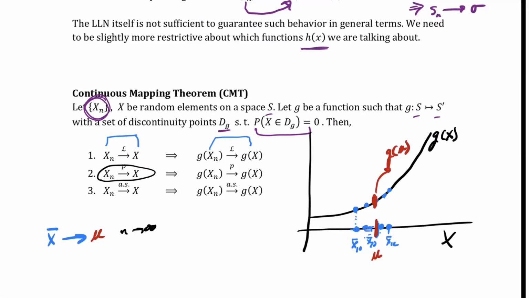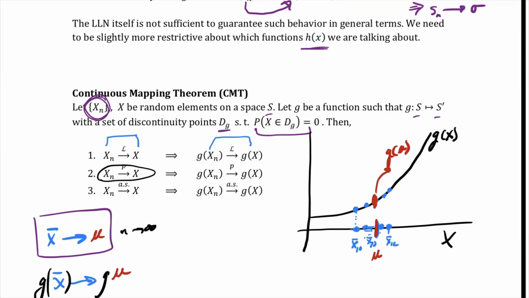So if the x's are converging to mu, well then surely we should have a similar thing. So if I have x bar converging to mu, then it turns out that g of x bar will converge to g of mu, because everything that happens nice down here in this space happens on the line.